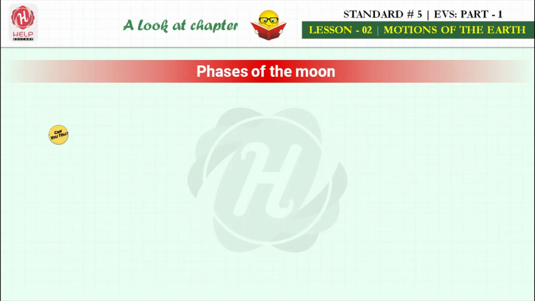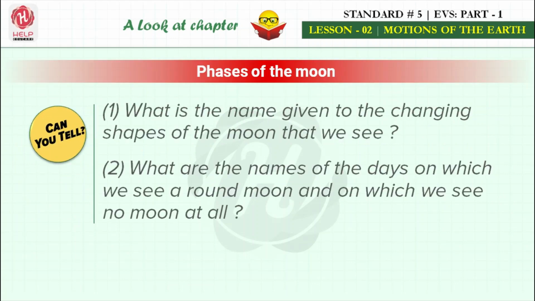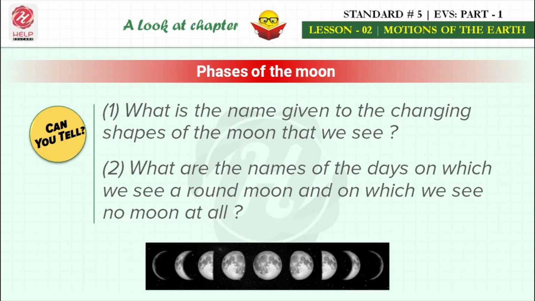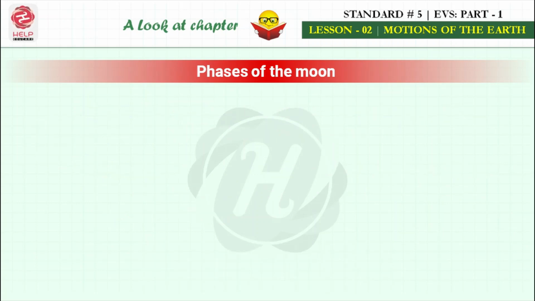Students, can you tell the answer of these 2 questions? Number 1. What is the name given to the changing shapes of the moon that we see? Number 2. What are the names of the days on which we see a round moon and on which we see no moon at all? To know the answer, let's understand phases of the moon.